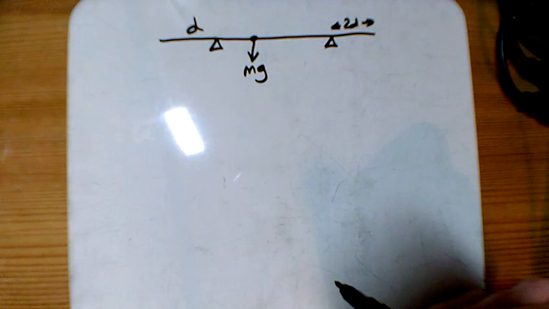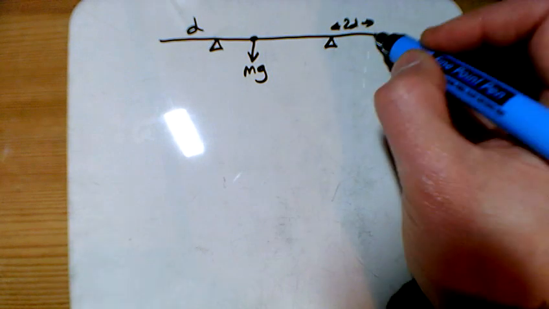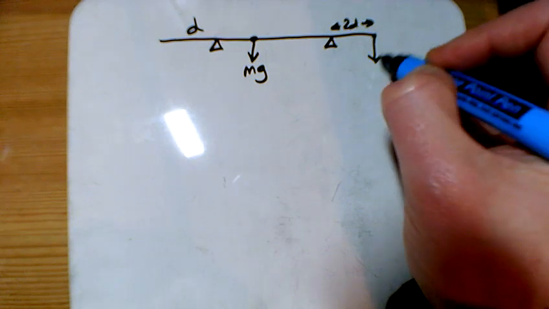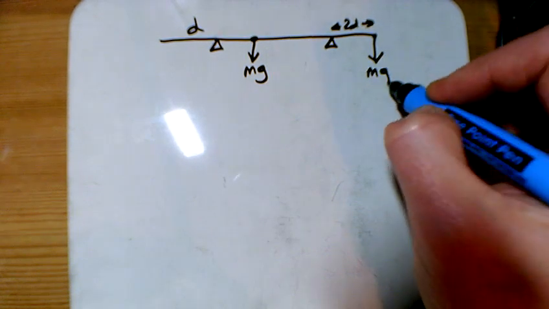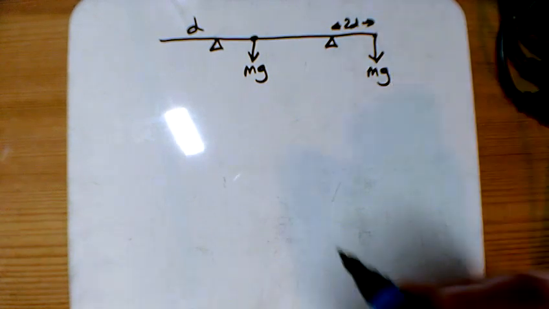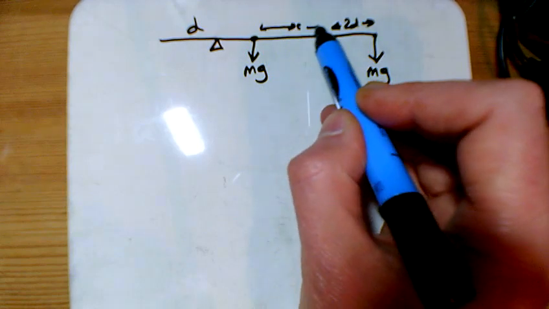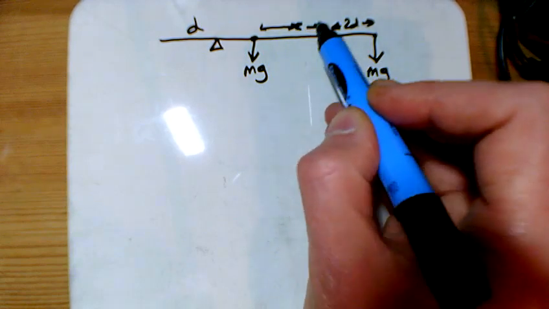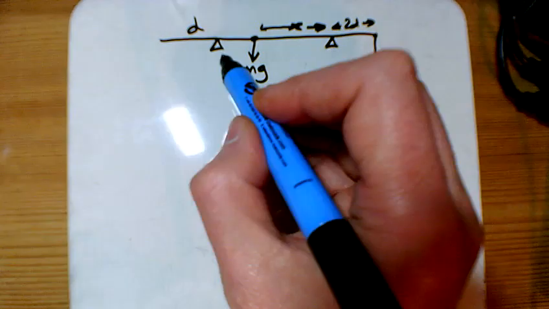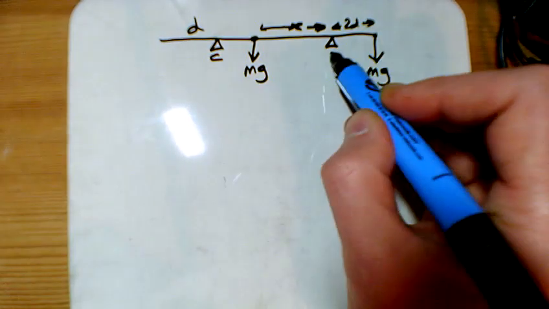And it says, what does it say? A particle of mass M is placed on the end here. So we've got mg here. And I guess we're trying to find out where this is. So let's call that X, shall we? Call there to there X. This is support C, that is support D.